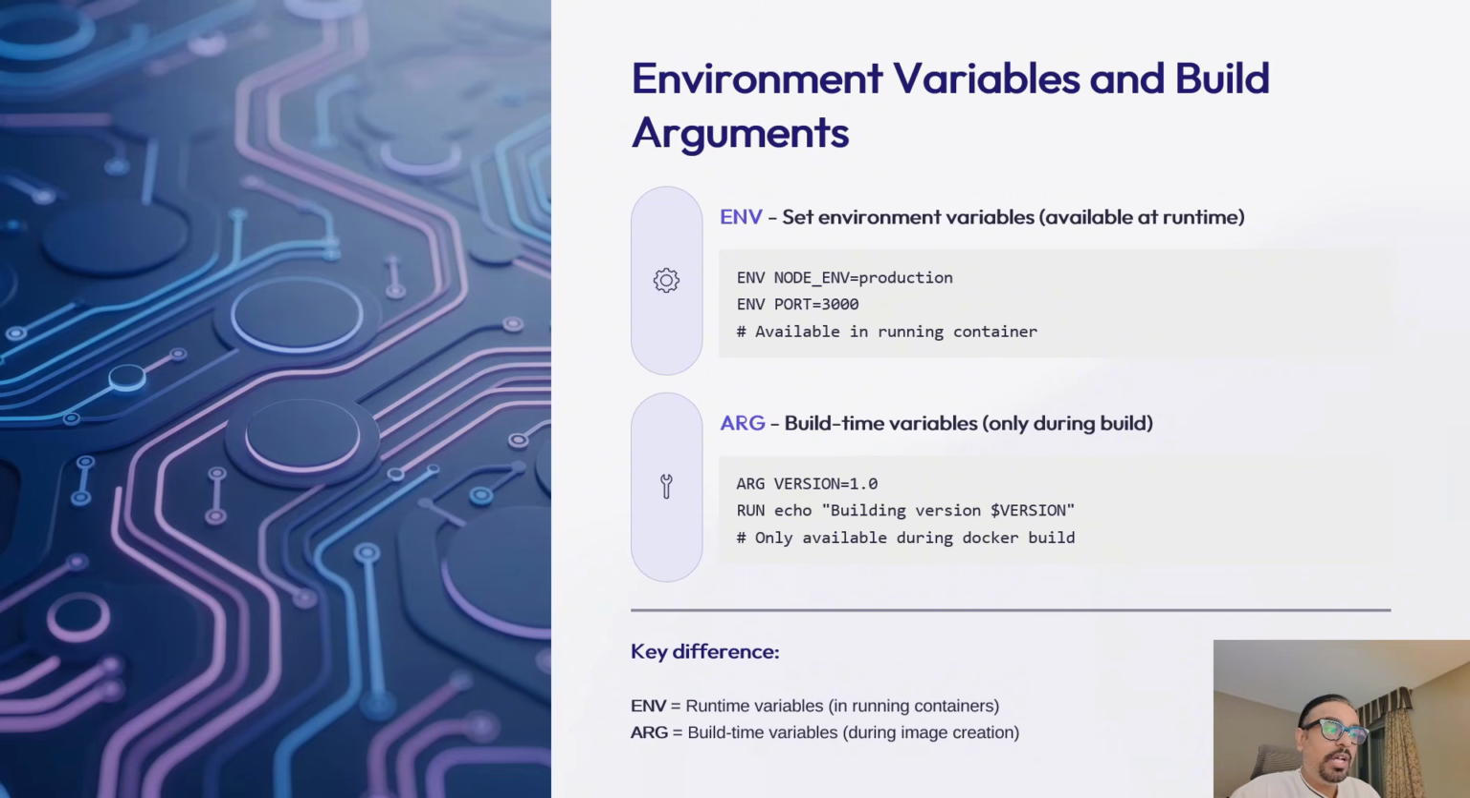You might use ARG for things like version numbers or build configuration. For example, ARG version is equal to 1.0. Okay, it lets you reference that version during the build that you have set, but it won't be available when the container runs. It is just for maintaining the version of the images when you create them. Let's understand that also.